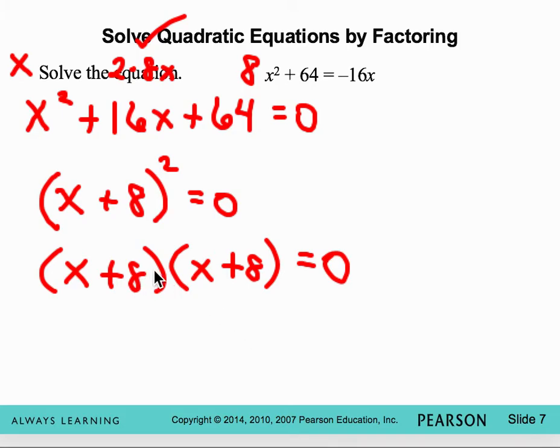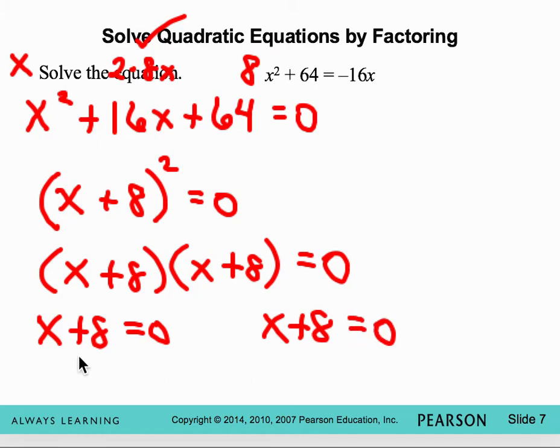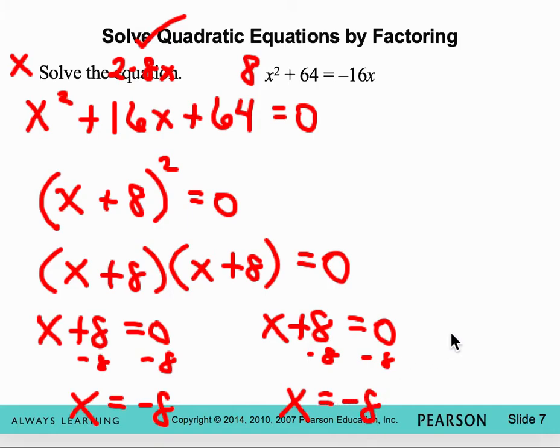Okay, so if I have two things multiplied together that equal 0, one of them is 0. Either x plus 8 is 0 or x plus 8 is 0. So x is negative 8, or x is negative 8. So notice, I still get two answers. They're the same number, but I've got two of them.